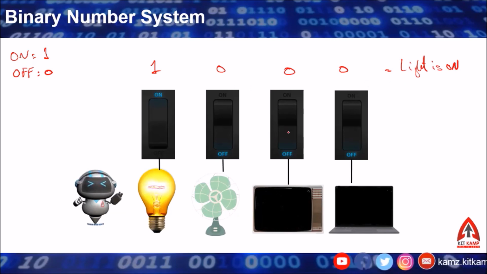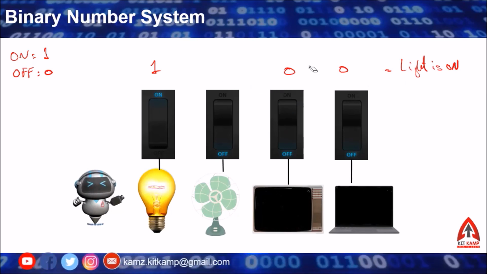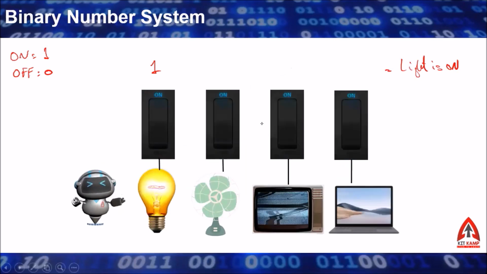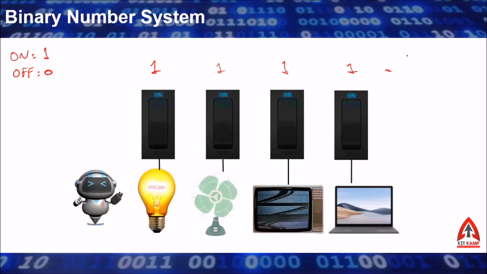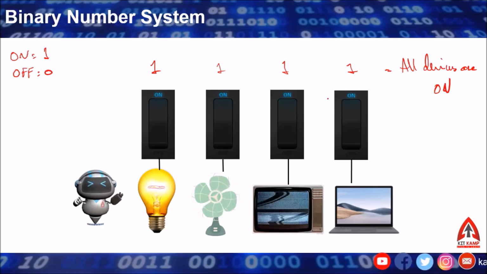Or if we go with all the devices to be on, so let's say this is on, and on. So that means that my values are 1, 1, 1, 1. So they are all 1, and this is giving me the status of my room, that all devices are on, right? So you can change the state, and your system or your device can understand what information you want to send to your processor.